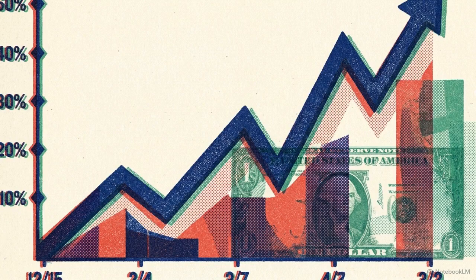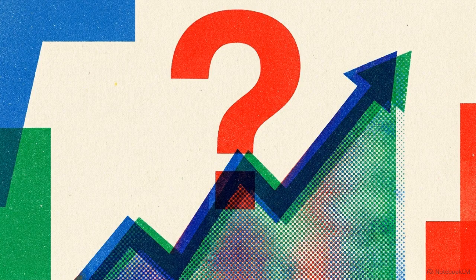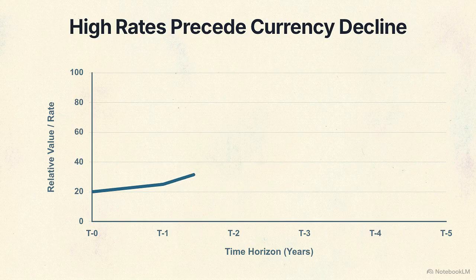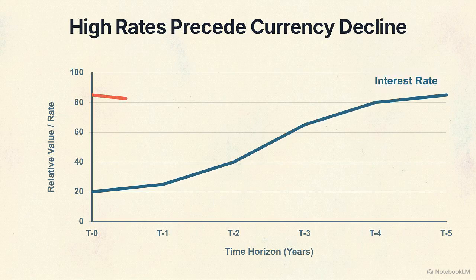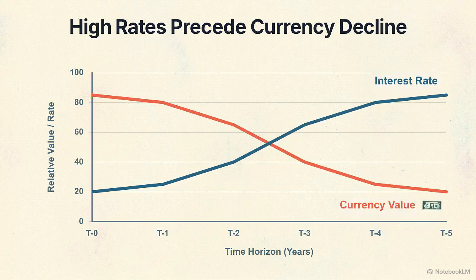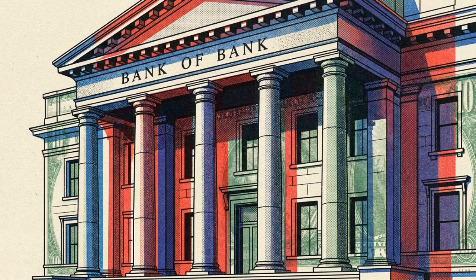This brings us to a puzzle. If you hear that a US bank is offering a very high interest rate, does that mean the US dollar is getting stronger? Over the long run, a soaring interest rate usually signals a weakening currency. This happens because of a concept called the Fisher effect.